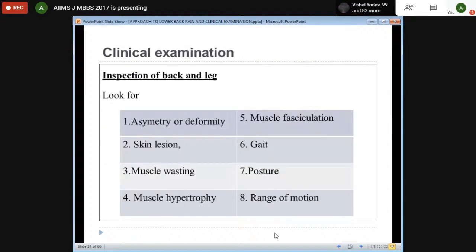Next, we'll start the inspection of the back and leg. In that case, we should look for asymmetry or deformity of the back structure, whether there is kyphosis, gibbus. We'll come to all this later on. Whether there is a skin lesion, any previous scar, any muscle wasting, any muscle hypertrophy, any muscle fasciculation, what the gait pattern is, what the posture is, and how much the range of motion is.